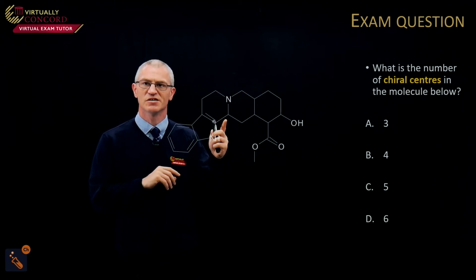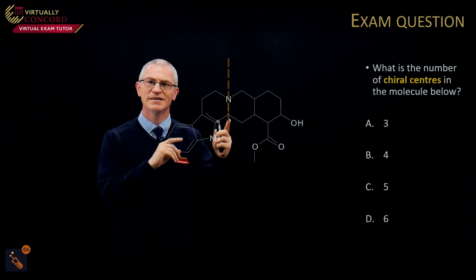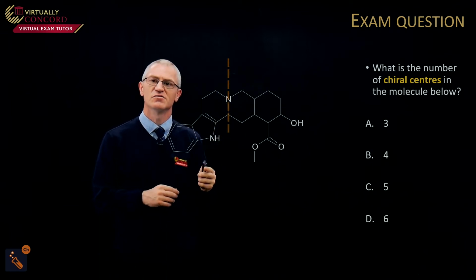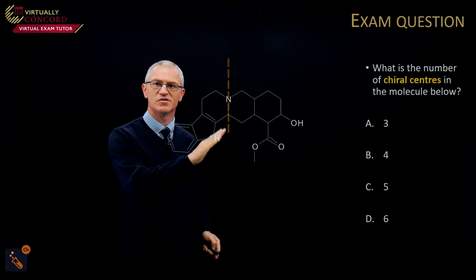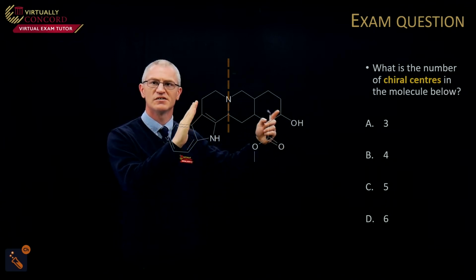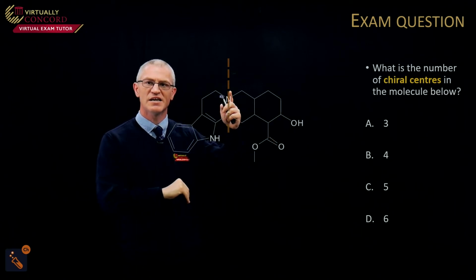So here's our first one here. So let's put a plane of symmetry down. And that allows us to look at the different halves of the molecules. So we've got this half of the molecule and this half of the molecule, totally different. And then we've got an N coming up here.